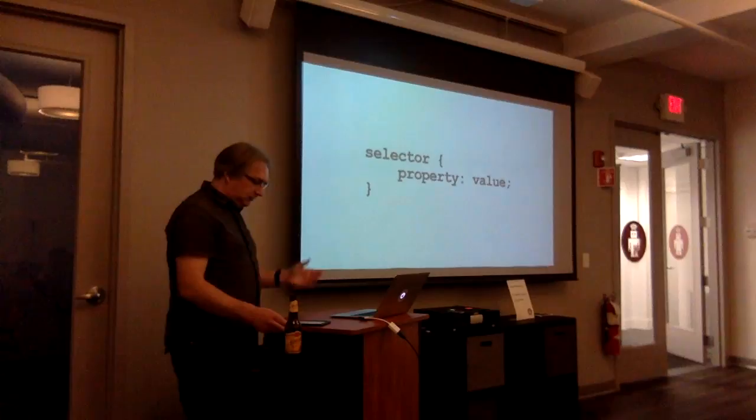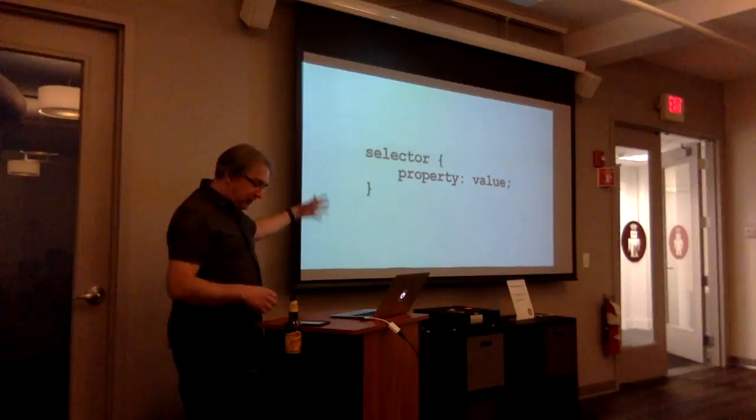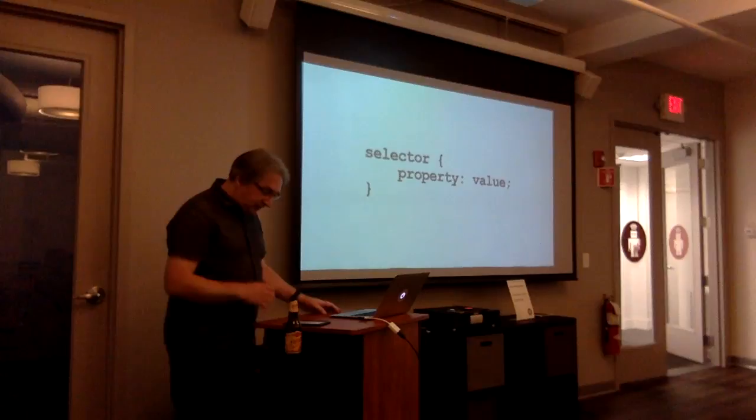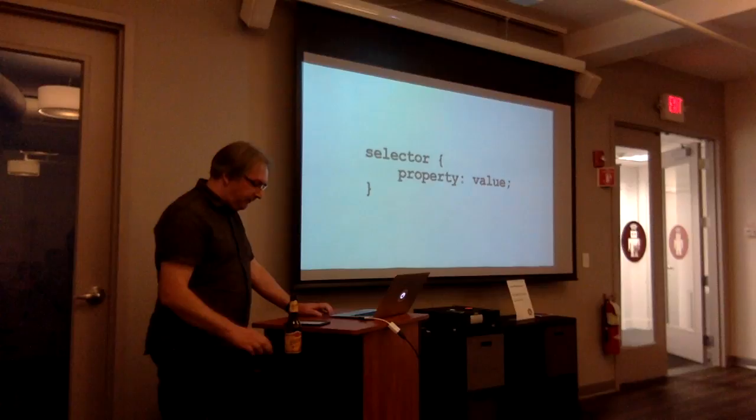CSS shares HTML's forgiving attitude to errors. If a web browser encounters a selector it doesn't understand, it simply skips over whatever is between that selector and its closing bracket. If a browser sees a property it doesn't understand, or a value, it just ignores that particular declaration. The browser does not throw an error. The browser does not stop parsing the CSS at that point, refusing to go any further.